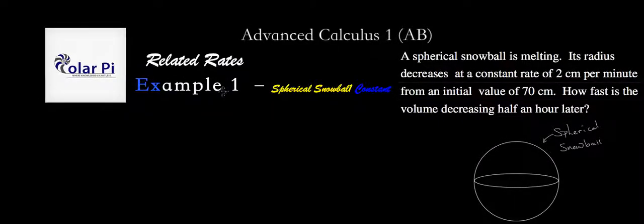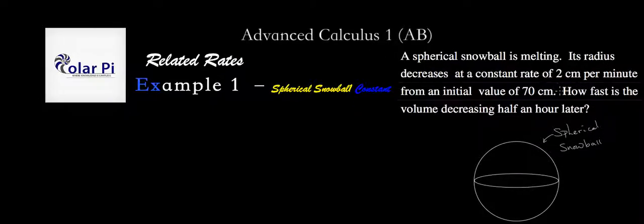Hey guys, welcome. If you haven't watched example 0, you should definitely watch it because it gives you a bird's eye view on related rates and some preview of the examples and a feel for related rates generally. But here in this first actual example, we look at a spherical snowball that is melting so that its radius is decreasing at a constant rate of 2 centimeters per min. In example 2, we'll look at the same situation, but where the radius is decreasing at a non-constant rate. So here we have subtitle, spherical snowball, constant. Next example, spherical snowball, non-constant.